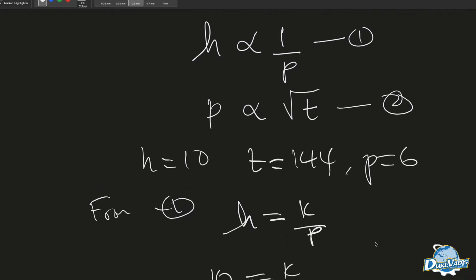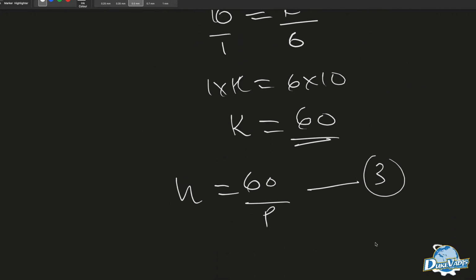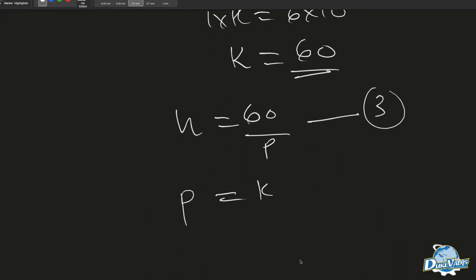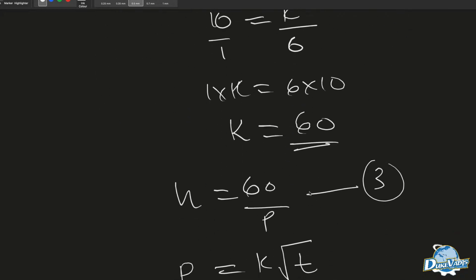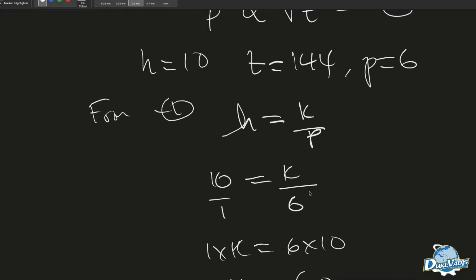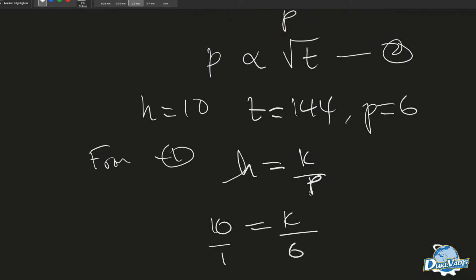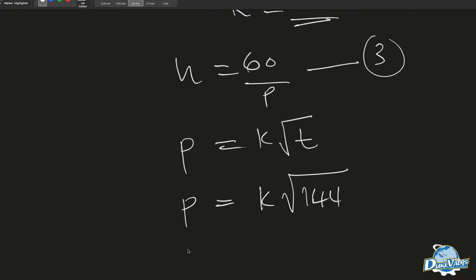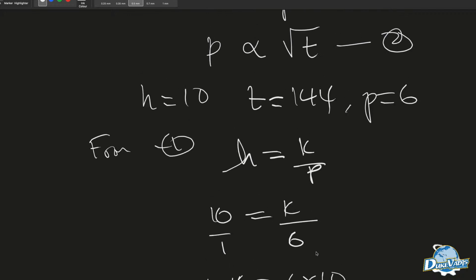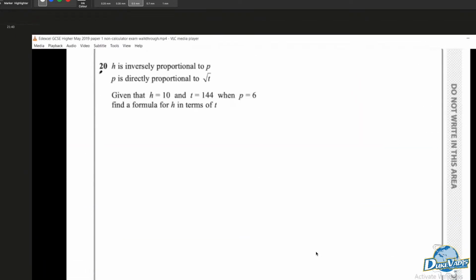Okay, now let's look at p as well. We can say p is equal to k root t, and we have the value of t as well. So p is now equal to k square root of 144. We know 144 gives us 12, so p is now equal to 12k. All right, and the question says, find the formula of h in terms of t.